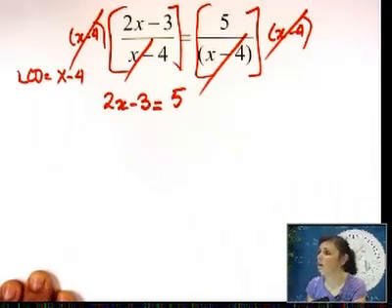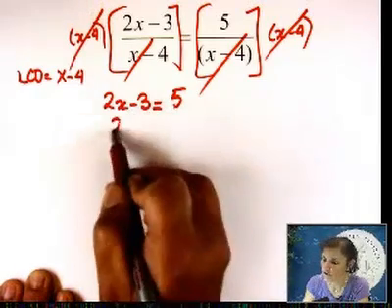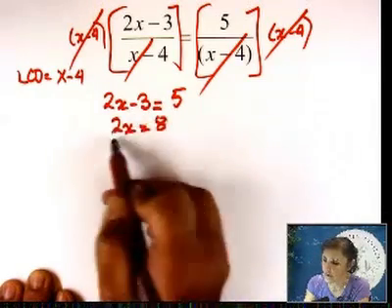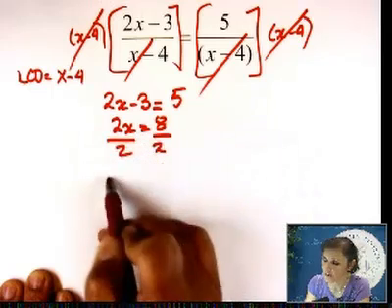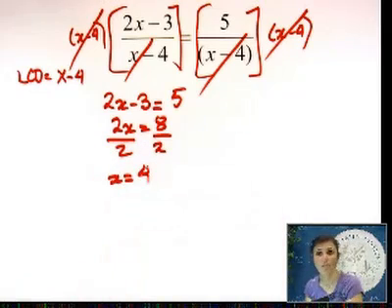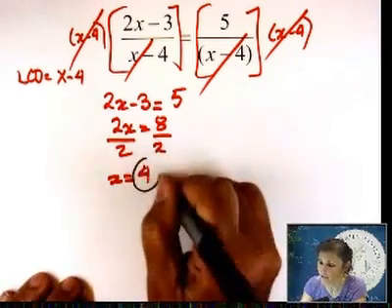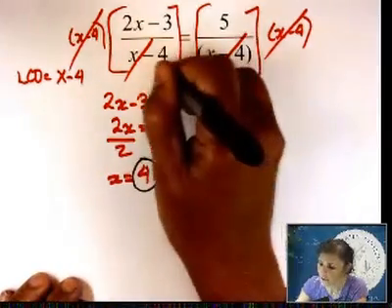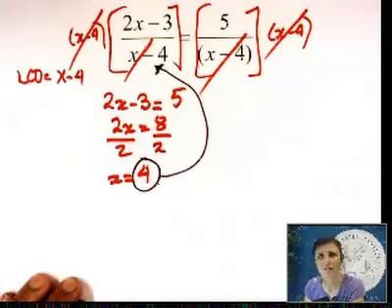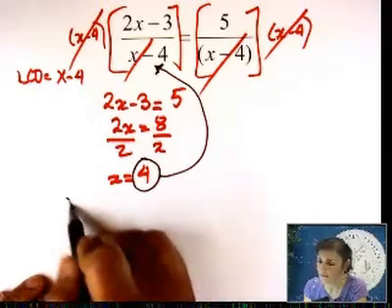Now let's try to solve for x. Move the 3 over. 2x equals 8. Divide both sides by 2. X equals 4. It looks like I found one solution, but guess what? It isn't. Because when I take that 4 and put it in here, this makes the denominator 0. So x cannot be 4.